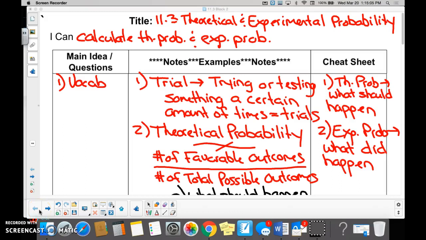3, theoretical and experimental probability. I can calculate theoretical probability and experimental probability.